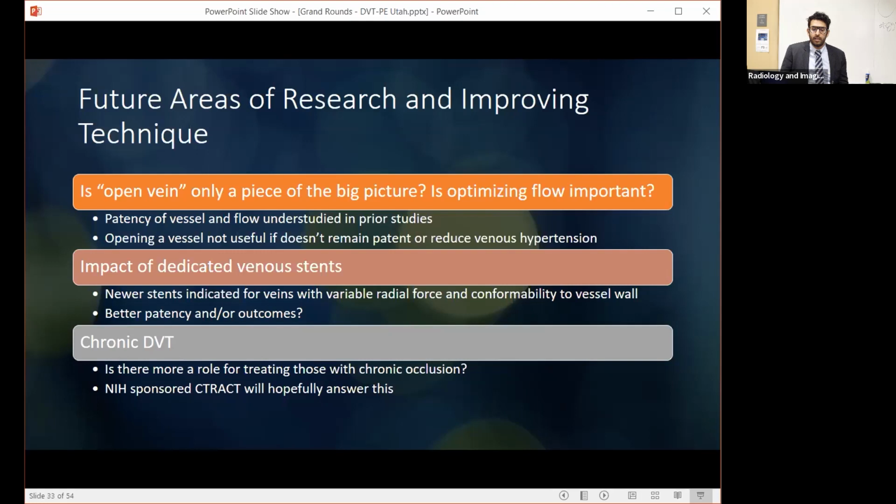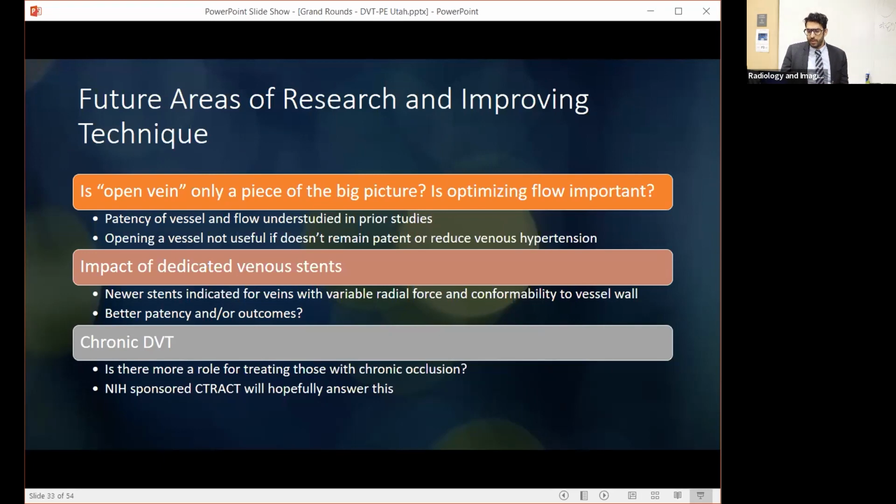And then there's this whole concept of chronic DVT. Everything that I've showed you is acute DVT, but we do a lot of recanalization and stenting for chronically occluded vessels. We don't really have any data on that either. So there's an NIH-sponsored study called C-Track, which is basically a chronic version of ATTRACT, that'll hopefully answer this. That's currently enrolling as well.